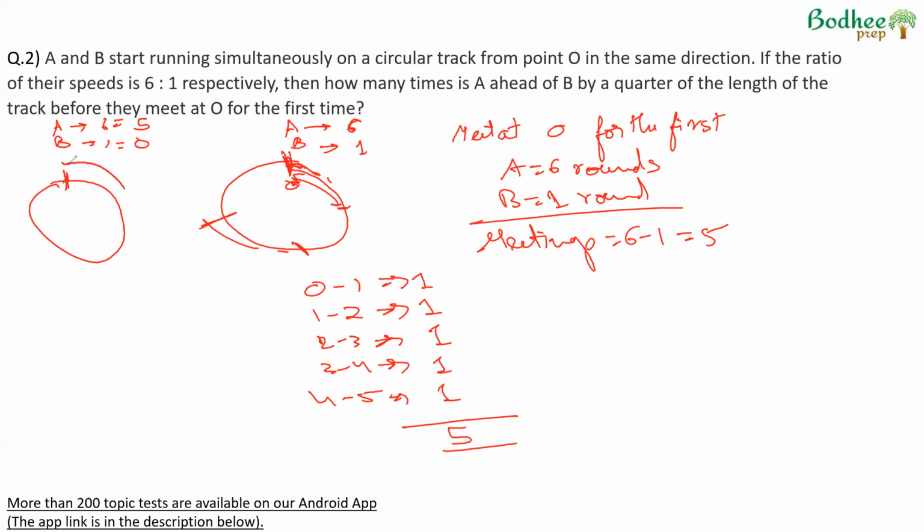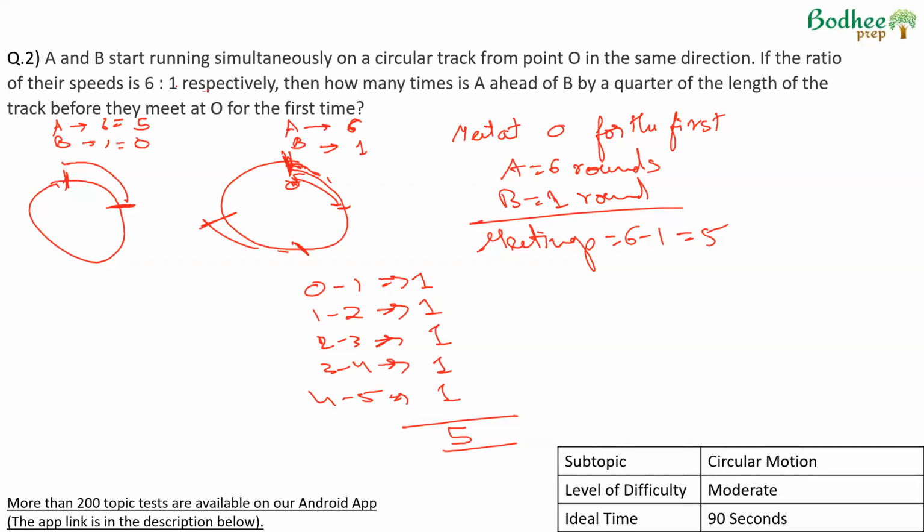The moment A starts to run, there will be a case where A will be 1/4 of a track ahead of B, and this will happen 5 times between any two meetings. So from the start to the first meeting, first to the second meeting, and so on. Two ways of looking at it, but the answer will be 5. Again, if we understand circular motion, actually it's not a very difficult question, especially the solving time is not very much, and therefore maybe easy to moderate, about 90 seconds to solve.